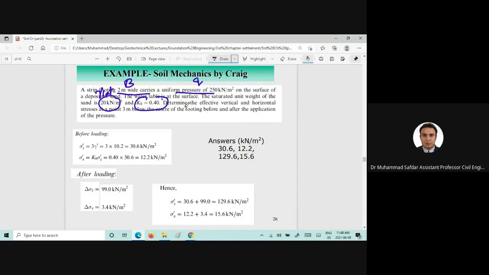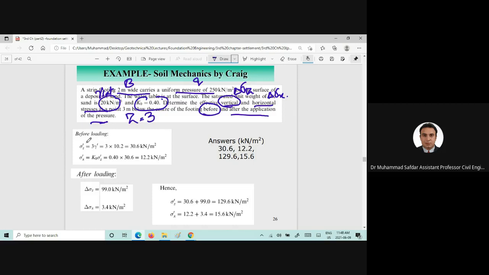K naught is given. We need to determine the vertical stress increase, delta sigma Z, and the horizontal stress increase, delta sigma X, at a point Z equal to 3 meter below the center of the footing, before and after the application of the pressure.